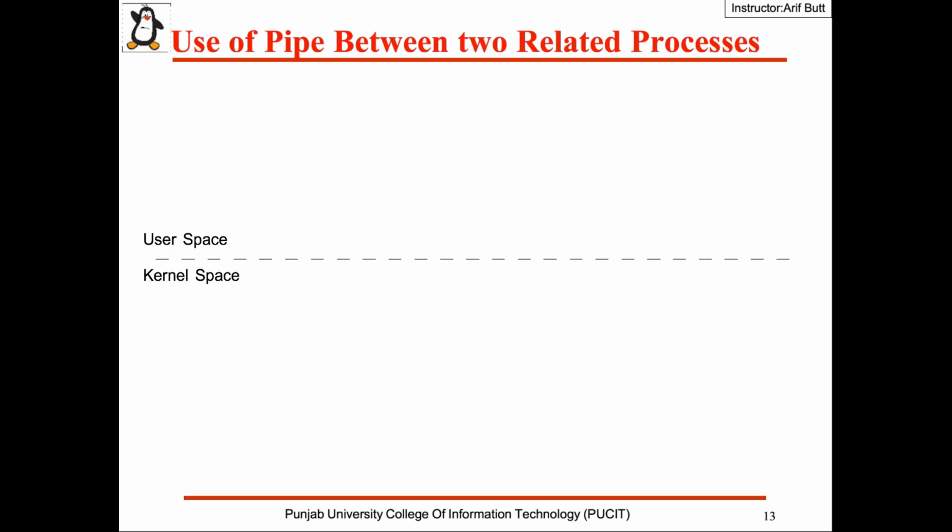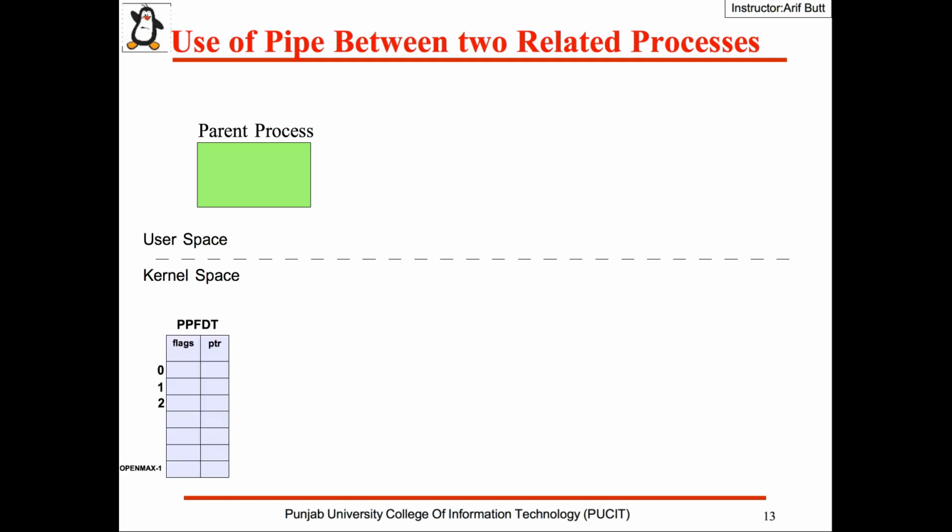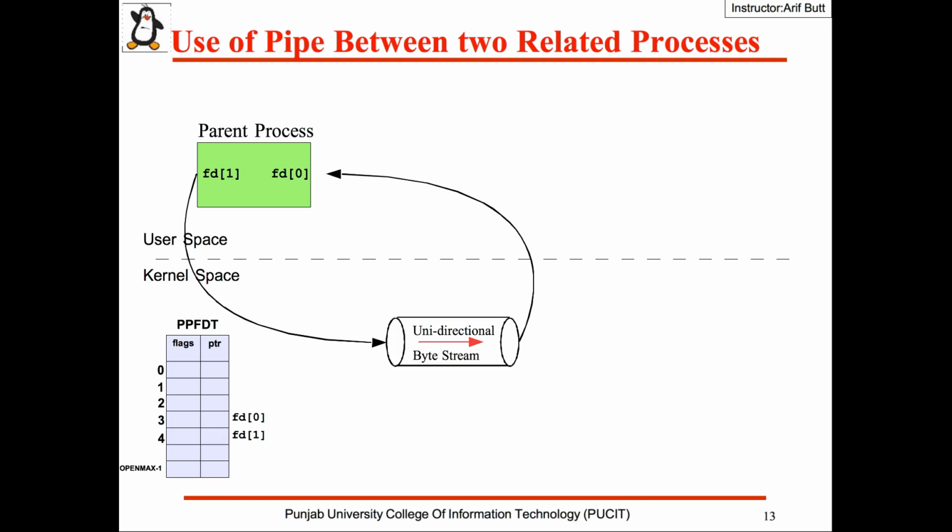Let's suppose we have the user space and we have the kernel space below, and we have a parent process, and this process is going to communicate with a child process using pipe. The first thing this process will do, it will create a pipe. Once it creates a pipe, you see the ppfdt has two more additional entries. FD3 is pointing to the read end of the pipe, FD4 is pointing to the write end of the pipe. So after creating the pipe, this process will fork to create a child process.